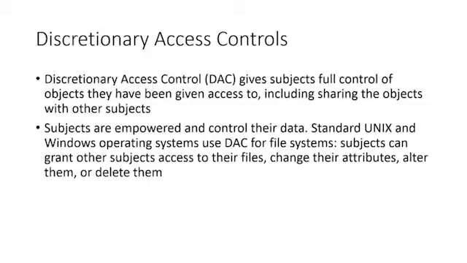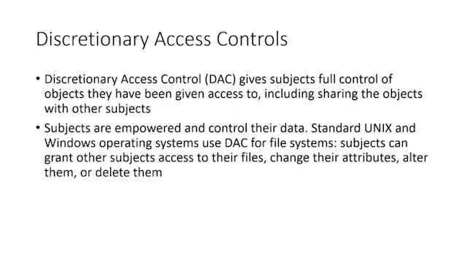Discretionary access control gives full control of objects that have been given access to, including sharing the objects with other subjects. So the subjects now are empowered. The subjects have the control. You and me, we have the control, and we control our data. Now, standard Unix, Linux boxes, and Windows operating systems, we use DAC for file systems. The subjects can grant other subjects access to their files, change their attributes of what's going on in the system, alter them, or just get rid of them altogether. You are in control of that.